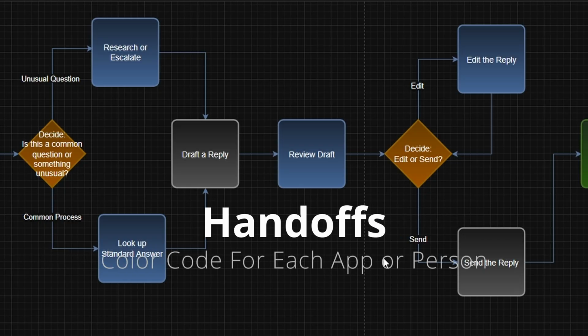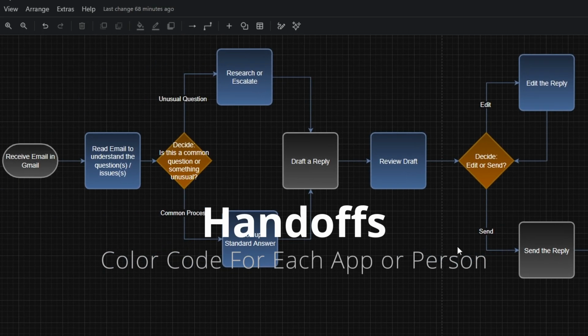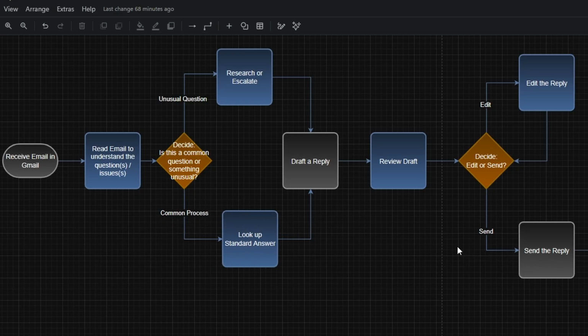Next are your handoffs, where work moves from one system to another or from one person to another. In this process, you're moving between Gmail and your own reading and judgment, maybe between a knowledge base where your FAQs live and possibly a CRM for logging. And you want to mark those transitions with different colors as well.